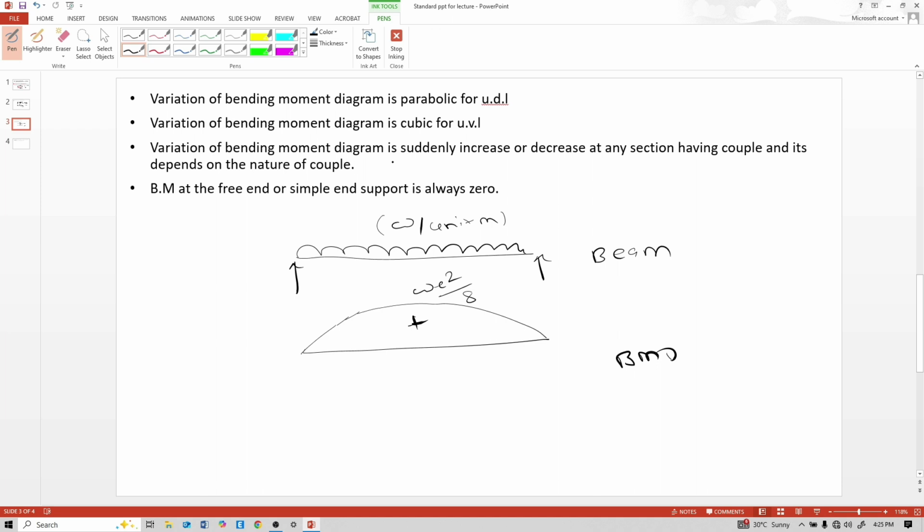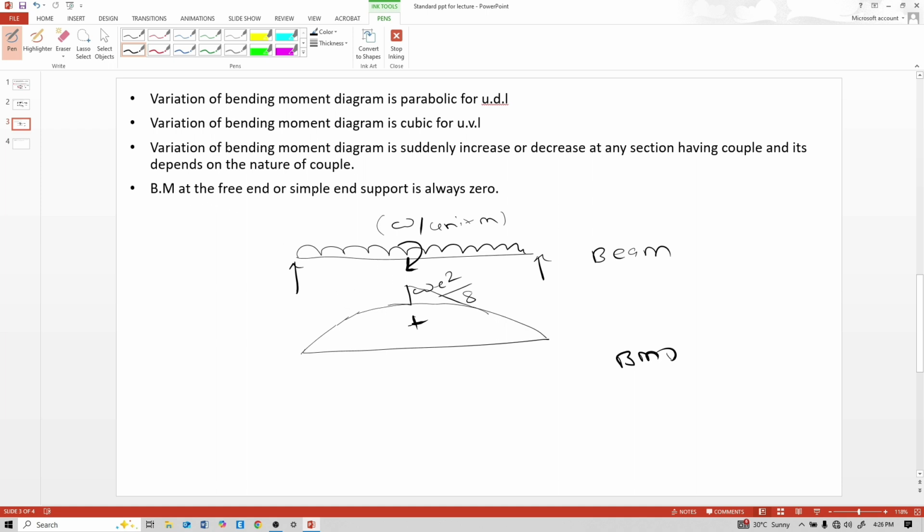Variation of bending moment diagram suddenly increases or decreases at any section having a couple, and it depends on the nature of the couple. If there is a moment here, we will see this in our solved examples, then the bending moment diagram suddenly increases at some point like this, and then increases or decreases as per the couple.